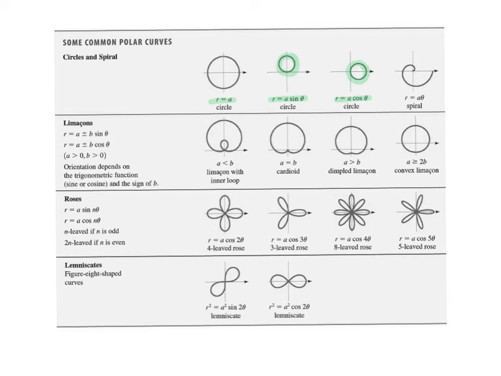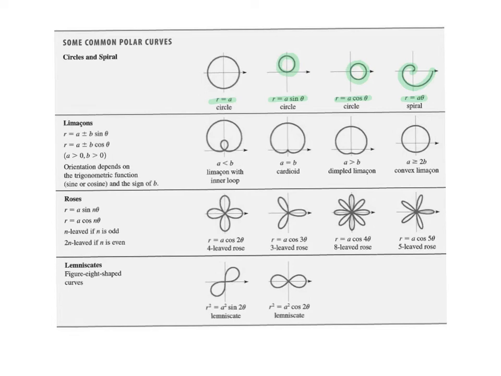We also have this spiral, which would be the last graph. It spirals outward. That would happen if r is equal to some number a times theta. Now, depending on whether a is negative or positive would change the direction of the spiral. So in that case, the graph will never come back onto itself.